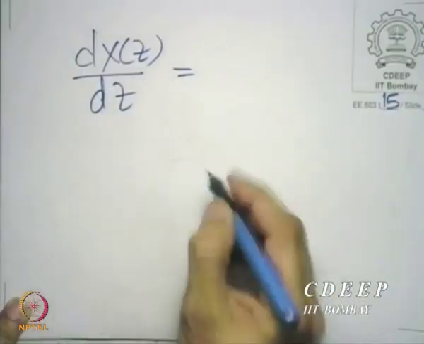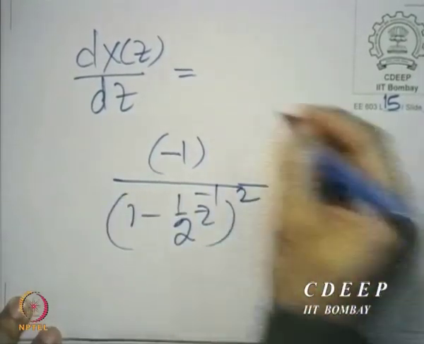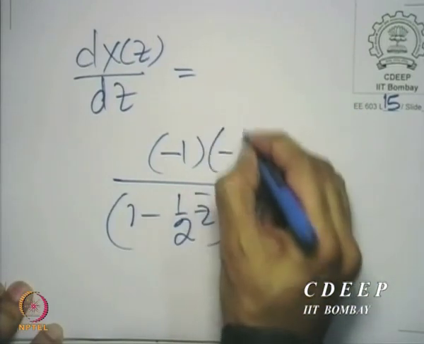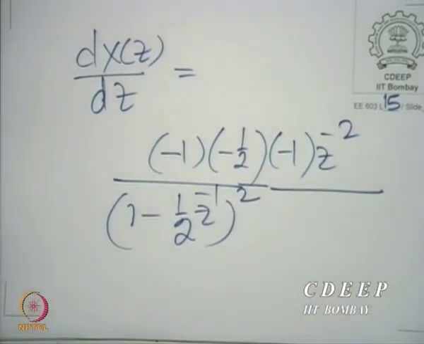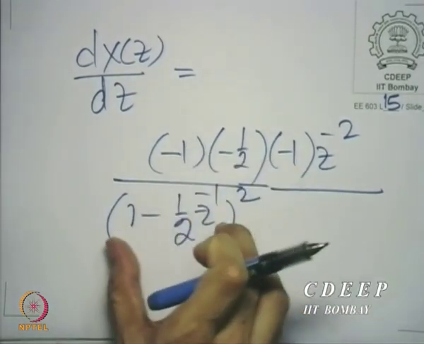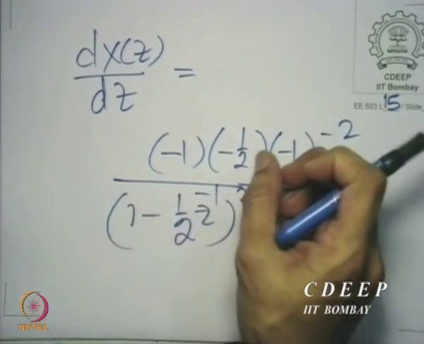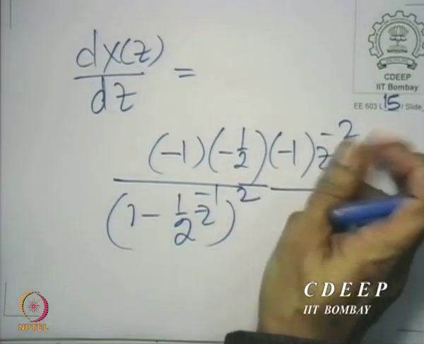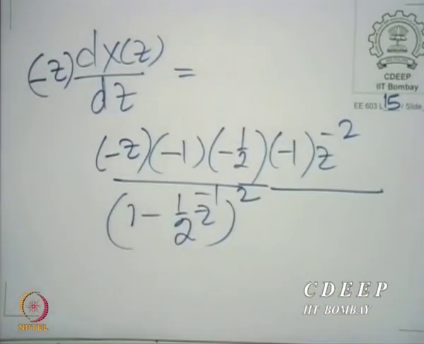So let's take the derivative. The derivative of X(z), as you see here, is minus 1, 1 minus half z inverse raised to the power minus 2, times minus half times minus 1 z raised to the power minus 2. Is that correct? Minus 1, 1 minus half z inverse raised to the power minus 2, and then the derivative of what is inside, so that's minus half times minus 1 z raised to the power minus 2. And if you multiply this by minus z, you get minus z in the numerator as well.